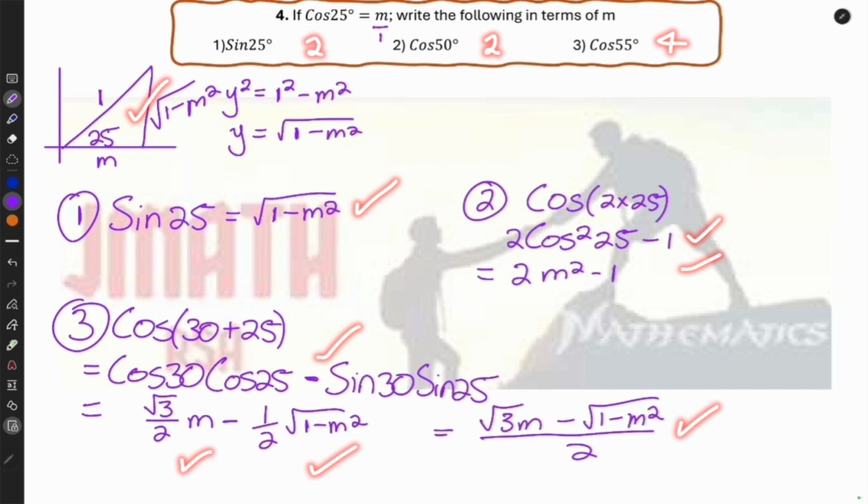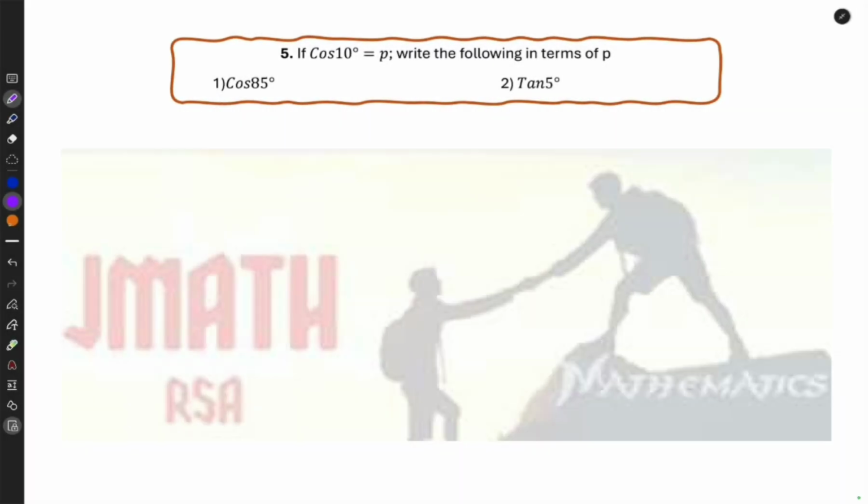And then question 3 would be the compound angle, then subbing in correctly twice, and then for your final answer, simplification. Question 5. So once again, I am going to draw a triangle.